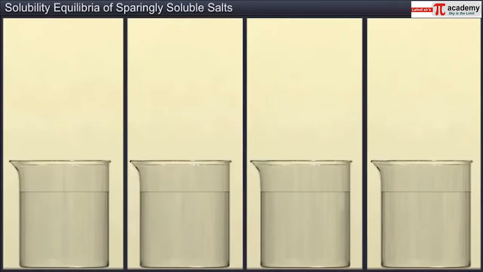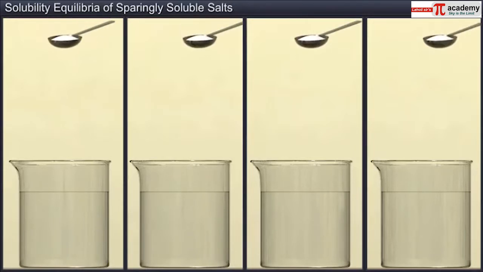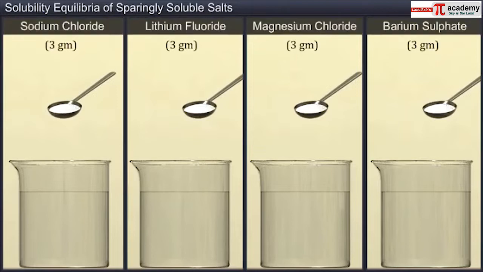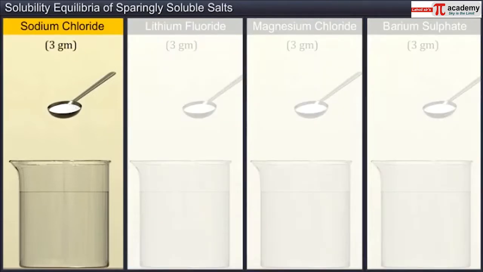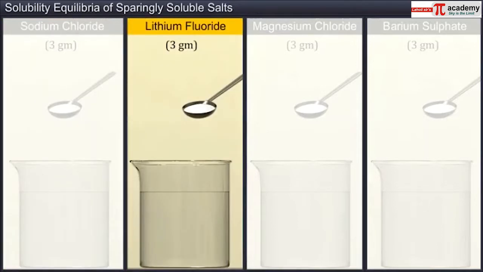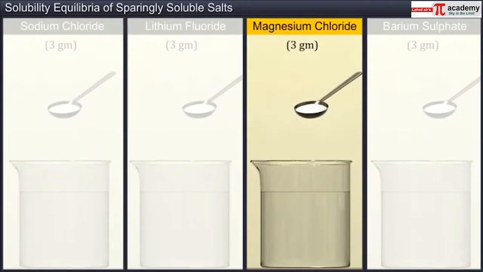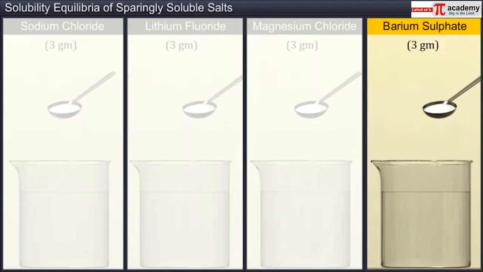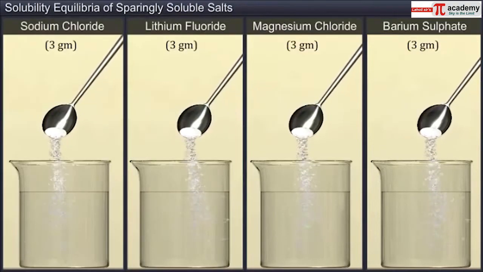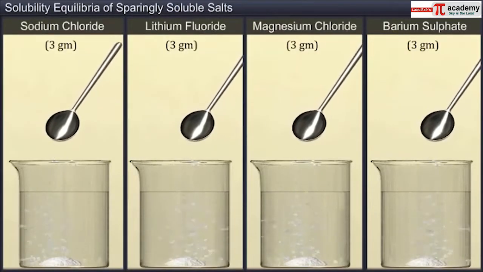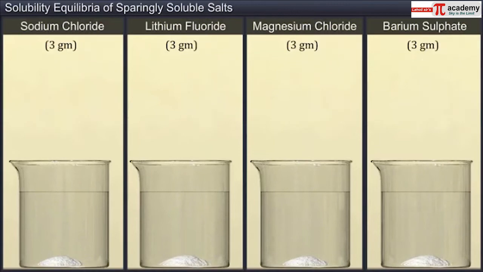These 4 beakers contain 100 milliliters of water each. In each of the beakers, 3 grams of different salts, sodium chloride, lithium fluoride, magnesium chloride, and barium sulfate are dissolved and stirred. What do you expect to happen?